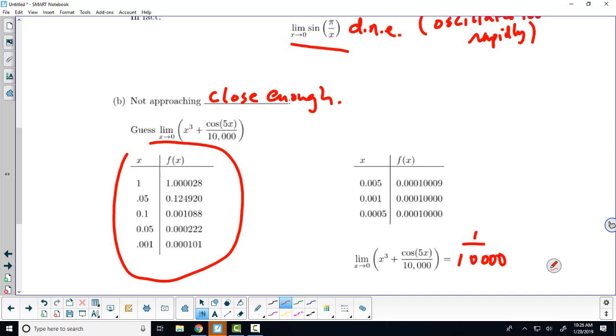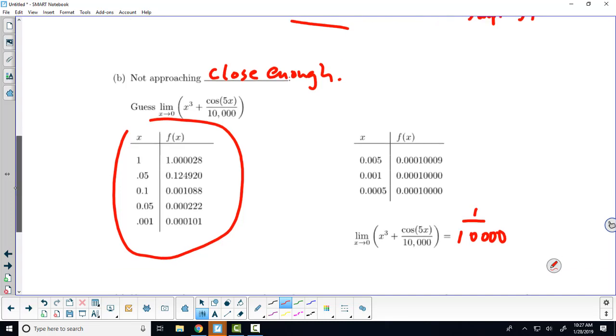Who wants to summarize what I'm doing right now? Shot at summarizing it. Yeah, Mike. You're poking holes in the guessing. Yeah, I'm showing ways in which this guessing method can go wrong. Okay? All right. Great.